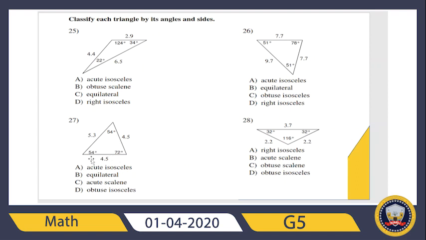the third one. Here, start with the side length. Here the first side is 5.3, the second one 4.5, the third one 4.5. Okay, I have two sides which are equal in their length. I have two sides, 4.5 and 4.5. So two sides which are equal in their length.